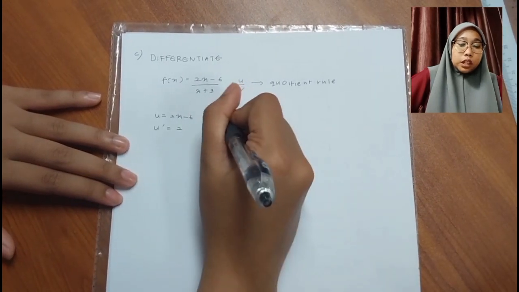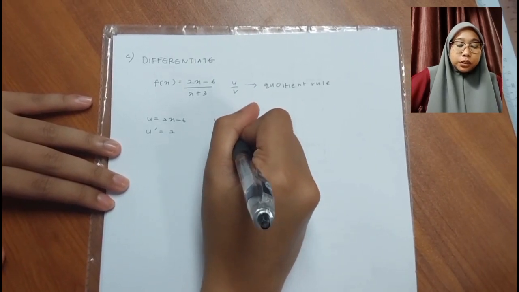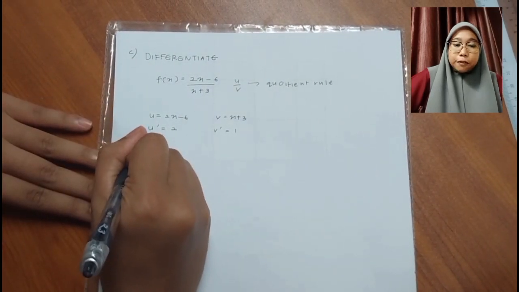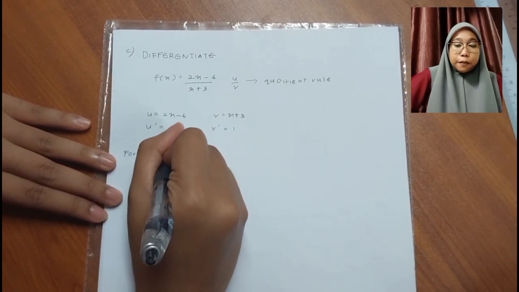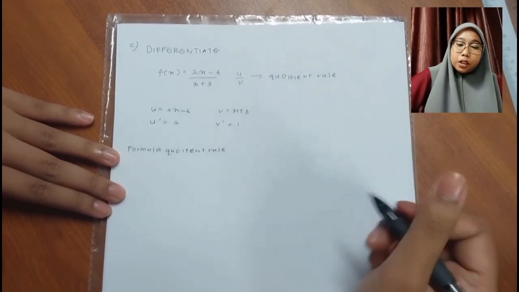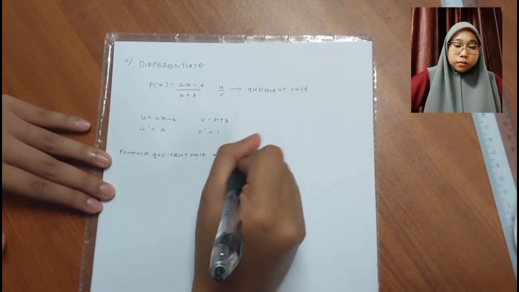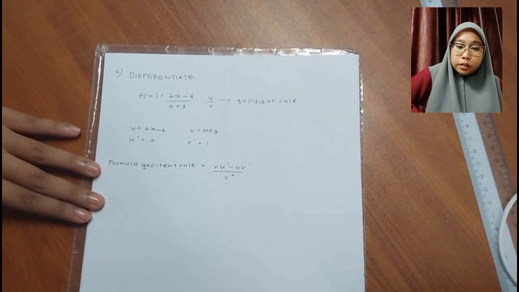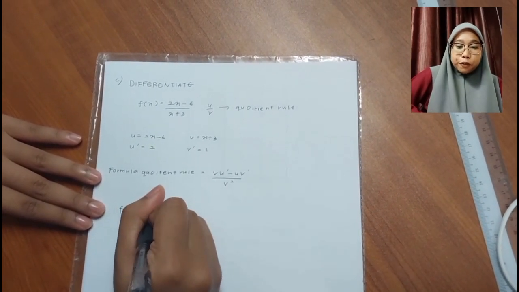u equals 2x minus 6, u prime equals 2, v equals x plus 3, and v prime equals 1. The formula for the quotient rule is v u prime minus u v prime over v squared. Now, we substitute the values we differentiated before into the formula.